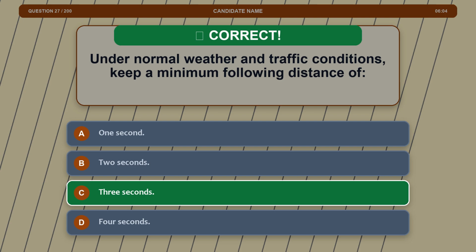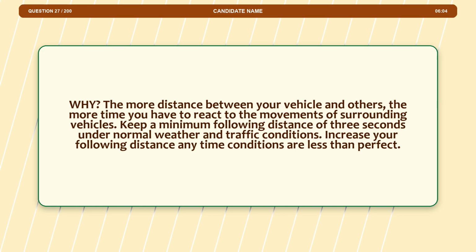The correct answer is option C, 3 seconds. Explanation. The more distance between your vehicle and others, the more time you have to react to the movements of surrounding vehicles. Keep a minimum following distance of 3 seconds under normal weather and traffic conditions. Increase your following distance anytime conditions are less than perfect.